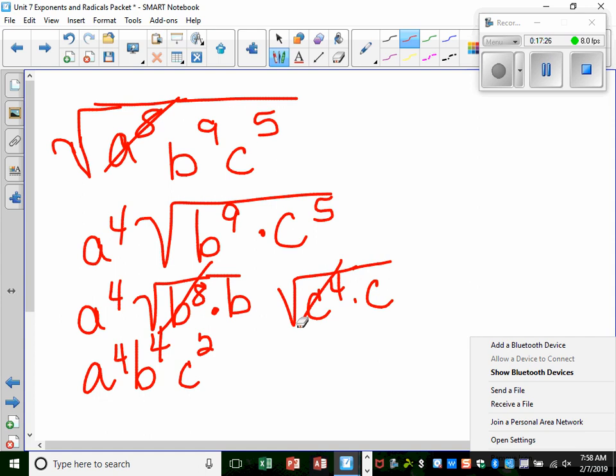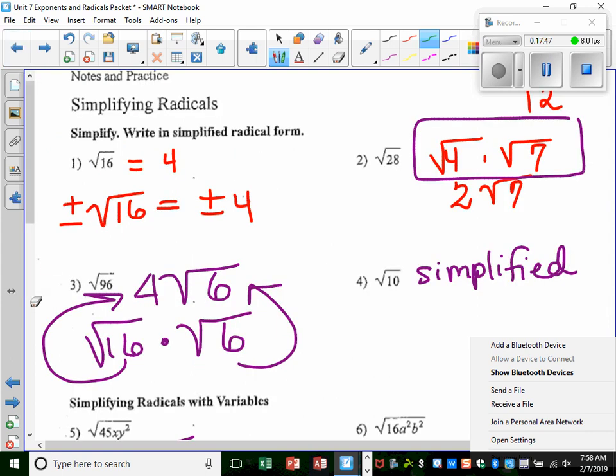So what is left under the radical? The b and the c. Very good. So that's how you deal with the exponents. Okay? It's not hard. You just got to know what to do. I mean, you just got to get those even exponents and divide them by 2 when you take them out. And when we get to cube root, we'll be dividing by 3. All right, let's go back to here.